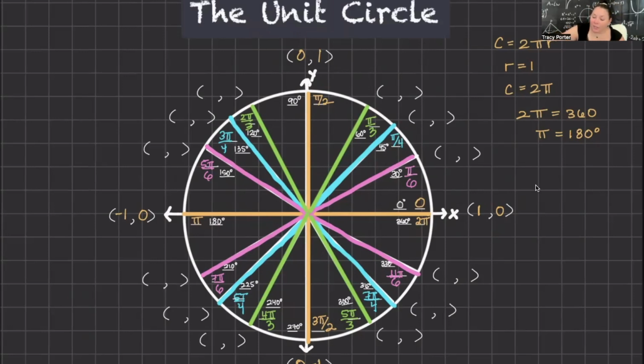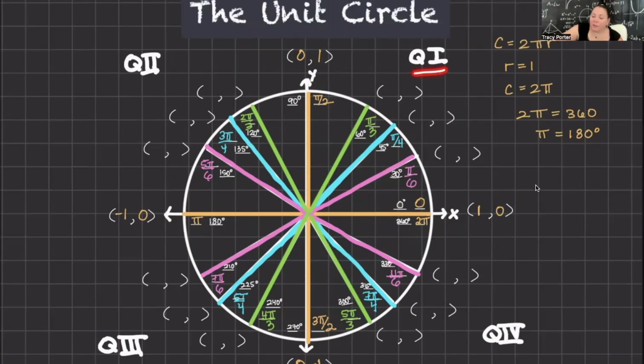Now, the other ones, really, you just have to learn these three because everything else is going to be just a reflection, right? So let's label our quadrants. So over here, you're in quadrant 1. This is in quadrant 2. Down here, you're in quadrant 3. And then over here, you're in quadrant 4.